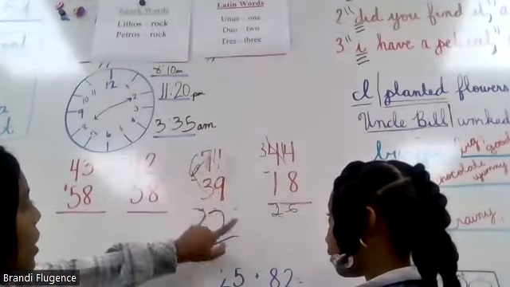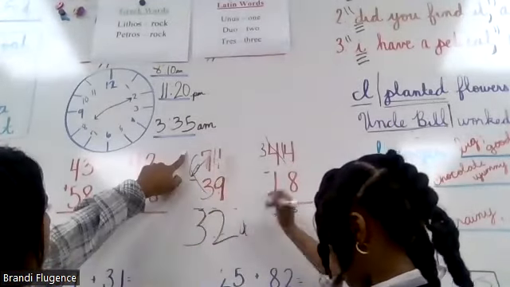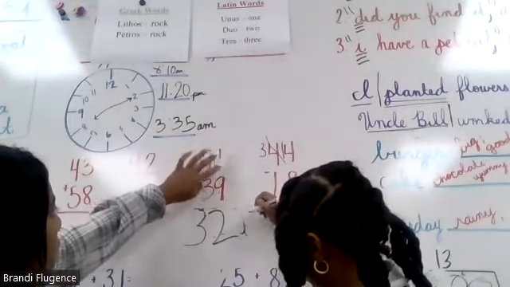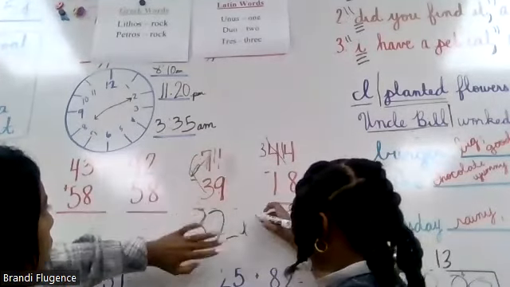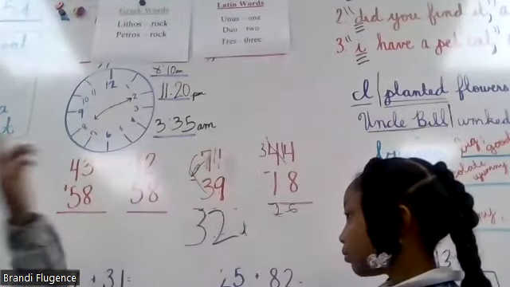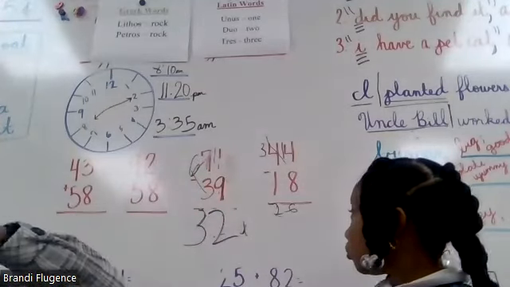Okay, so 1 minus 9 can't do that. Take 10 from 71, it becomes 61, add the 10 to 11. 11 minus 9 is 2, 6 minus 3 is 3. Okay, all right.